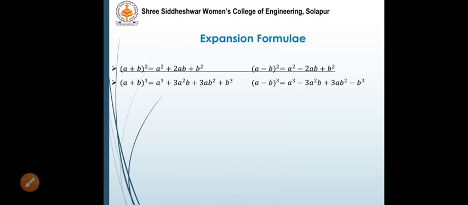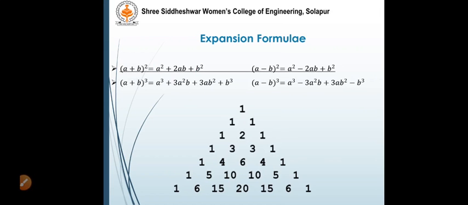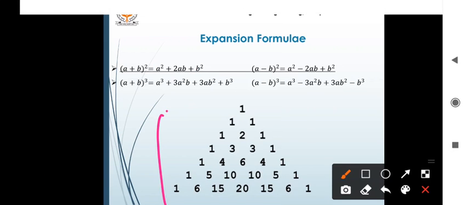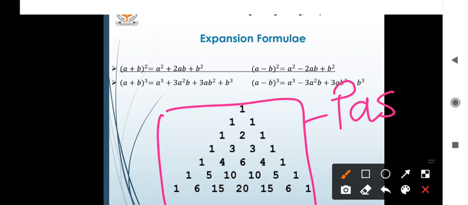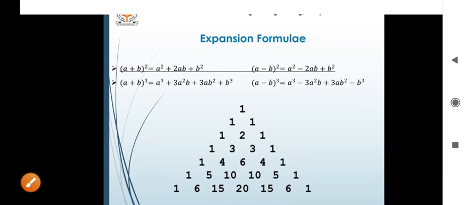Now using binomial theorem you can find the expansion very correctly, but we have one more shortcut method to decide these coefficients, and it is given by the mathematician Pascal. This shortcut method is nothing but this triangle, which is called Pascal's triangle. This triangle is very helpful to write the coefficients of the terms in the expansion using binomial theorem.